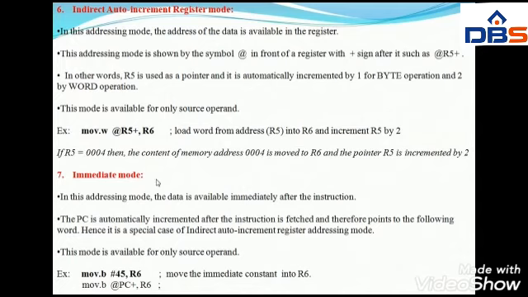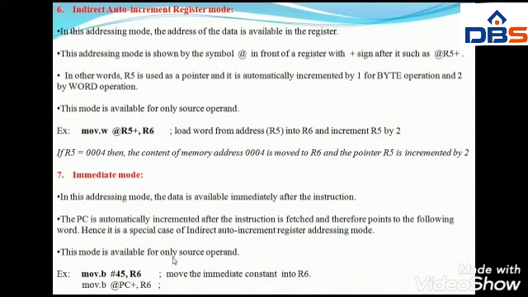Okay, coming to the last one, immediate data. As we all know, what is immediate data? Already we have discussed it in 8086. In this addressing mode, the data is available immediately after the instruction. Whenever we give the instruction, the data is obtained very quickly. The program counter is automatically incremented after the instruction is fetched and therefore points to the following word. Hence, it is a special case of indirect auto increment register addressing mode.